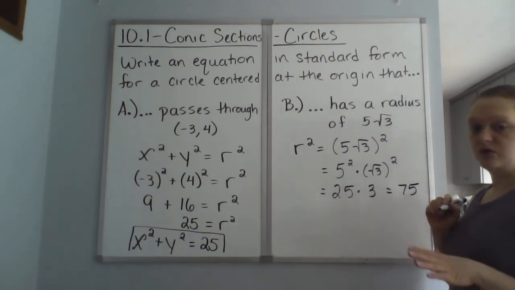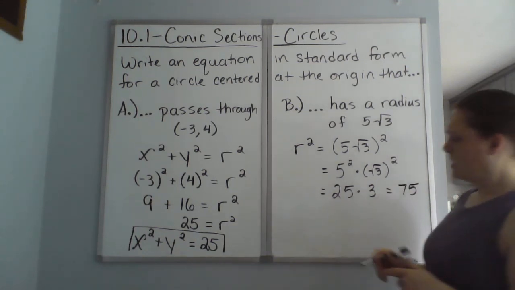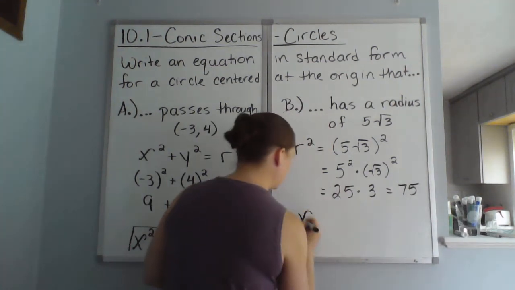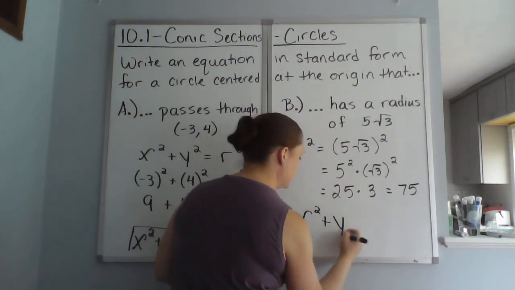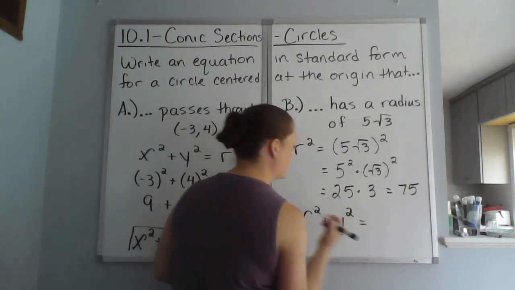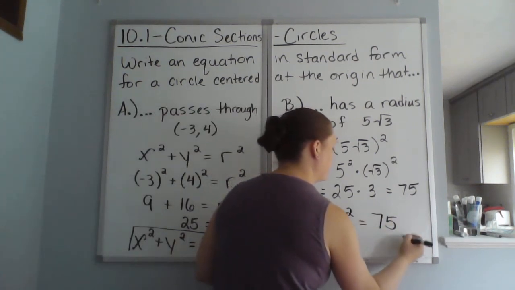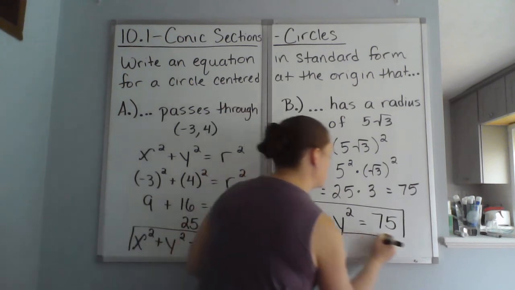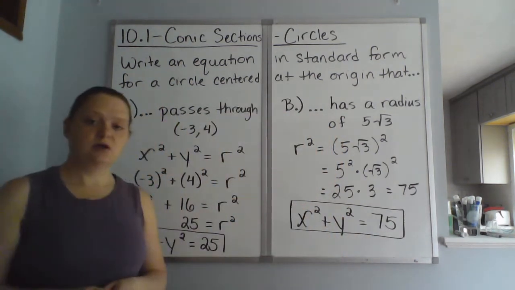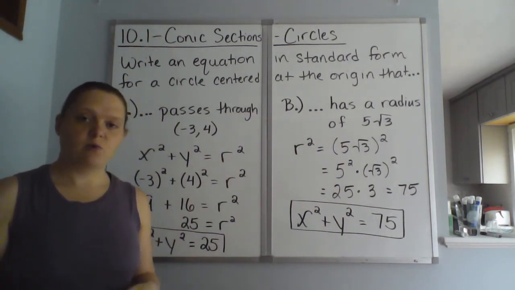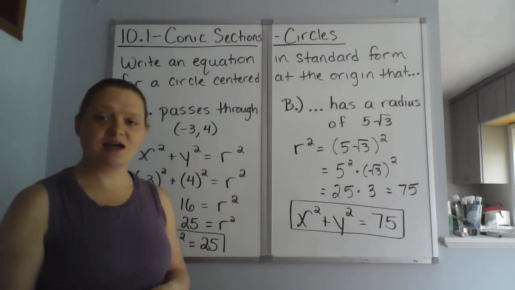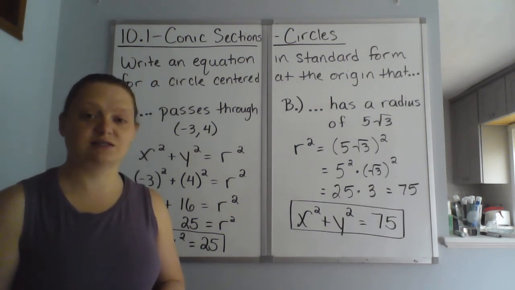So that means when I go through and I write my equation, I'm going to have x squared plus y squared, as every equation of a circle centered at the origin will have, and then the radius squared will be 75. Okay? So that's writing equations of circles in standard form when it's centered at the origin. Next up, we're going to take a look at how we do this if we're not centered at the origin.